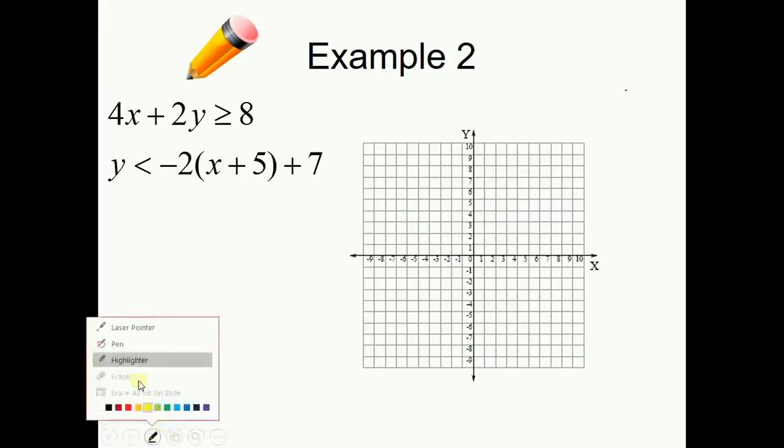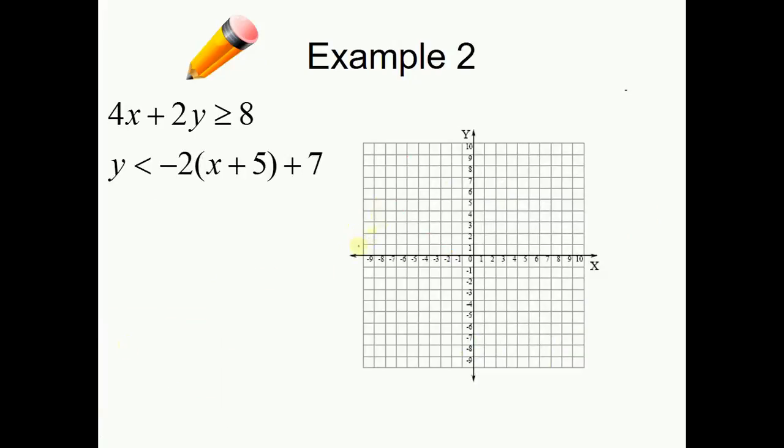So I have 4x plus 2y is greater than or equal to 8, and y is less than -2 times the quantity of x plus 5, plus 7. I'm going to use my intercepts on the green equation. I'm going to color it in green. So my x-intercept will be at 2. My y-intercept looks like it will be at 4, because if I cover up the x here, it'll be 2y is equal to 8. That's 4. So 2, 0 and 0, 4, put a dot there.